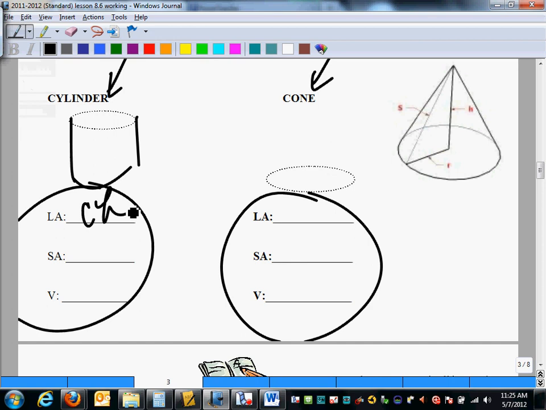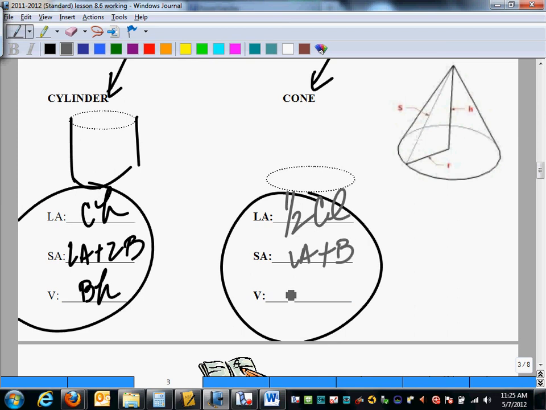This is CH. This is LA plus 2B. This is base times height. Okay, this is 1/2 CL. This is LA plus B. This is B times H over 3.